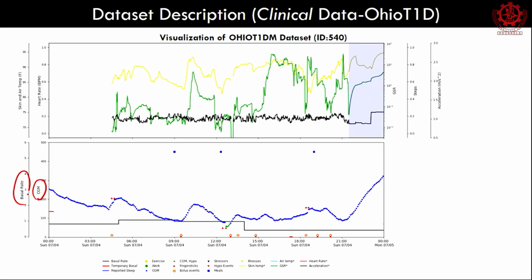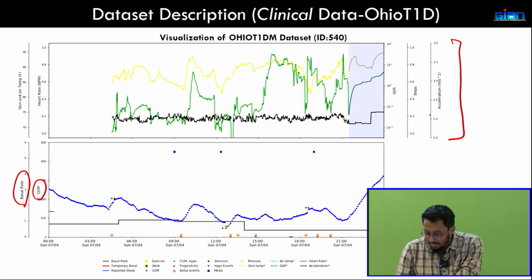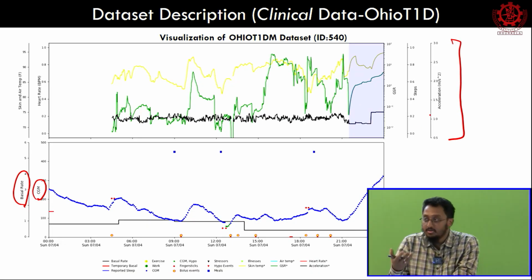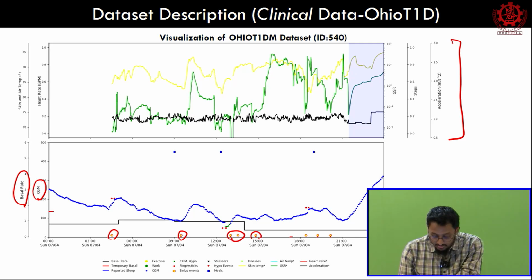So this is the basal rate that I told you about, basal insulin and bolus insulin. This is mostly physiological data. You have acceleration, steps, and all this to measure your physical activity, and you also have insulin information. So this is insulin information, bolus events. You can see bolus events whenever a patient is taking insulin. These are all bolus events, and there are also meal events whenever a person has taken a meal.